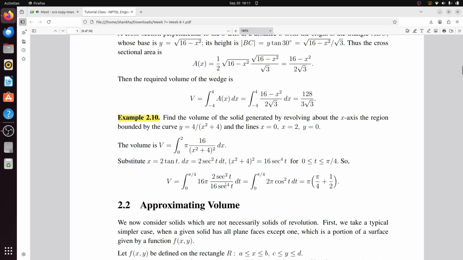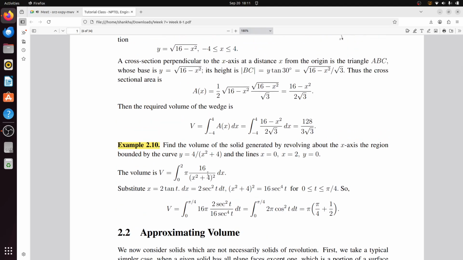Okay, so the next problem is you need to find the volume of the solid generated by revolving about the x-axis the region bounded by the curve y equal to 4 by x square plus 4, and the lines x equal to 0, x equal to 2, and y equal to 0. So you just need to put x equal to 0, x equal to 2.